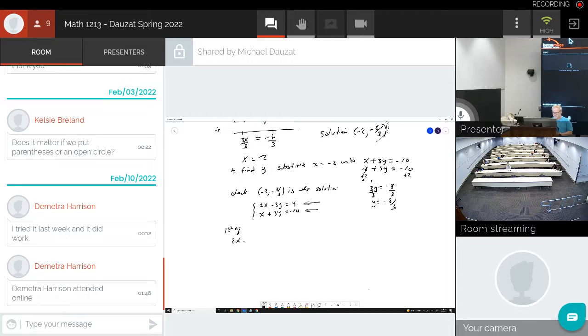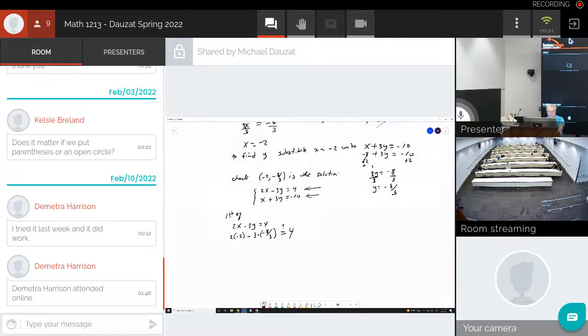I have 2x minus 3y equals 4. So in place of x, I'll substitute negative 2. In place of y, I'll substitute negative 8/3. So I get 2 times negative 2 minus 3 times negative 8/3. And I want to see if that's going to equal 4. Well, what's 2 times negative 2? Negative 4. And then a negative times a positive. But what is 3 times 8/3? What happened to those 3's? What can I do with those 3's? Reduce them. And so I get 4 plus what?